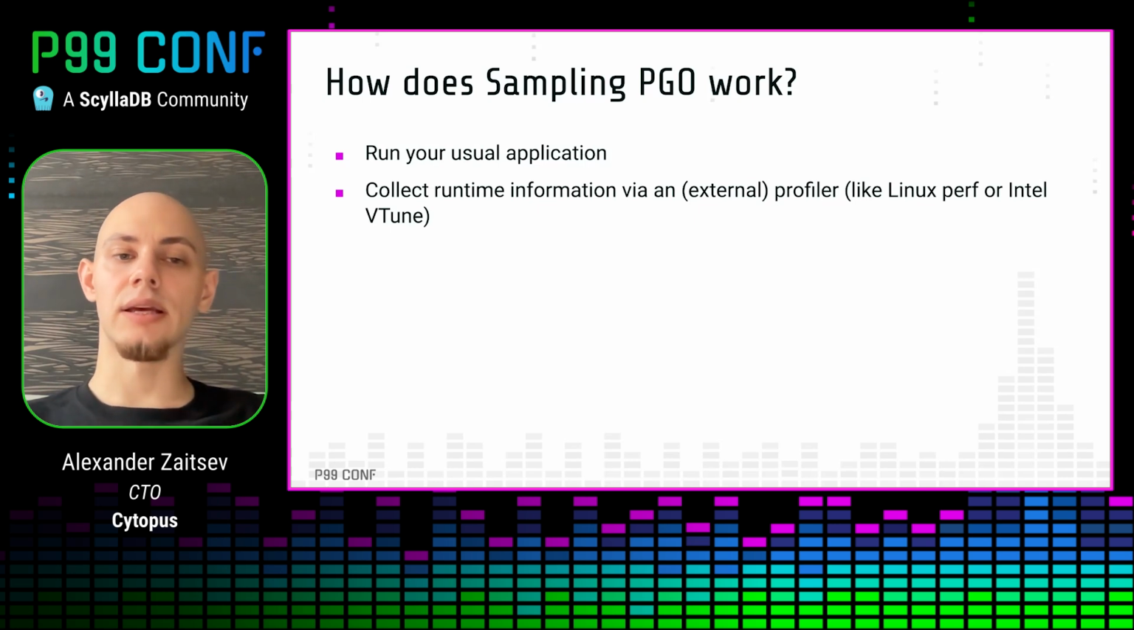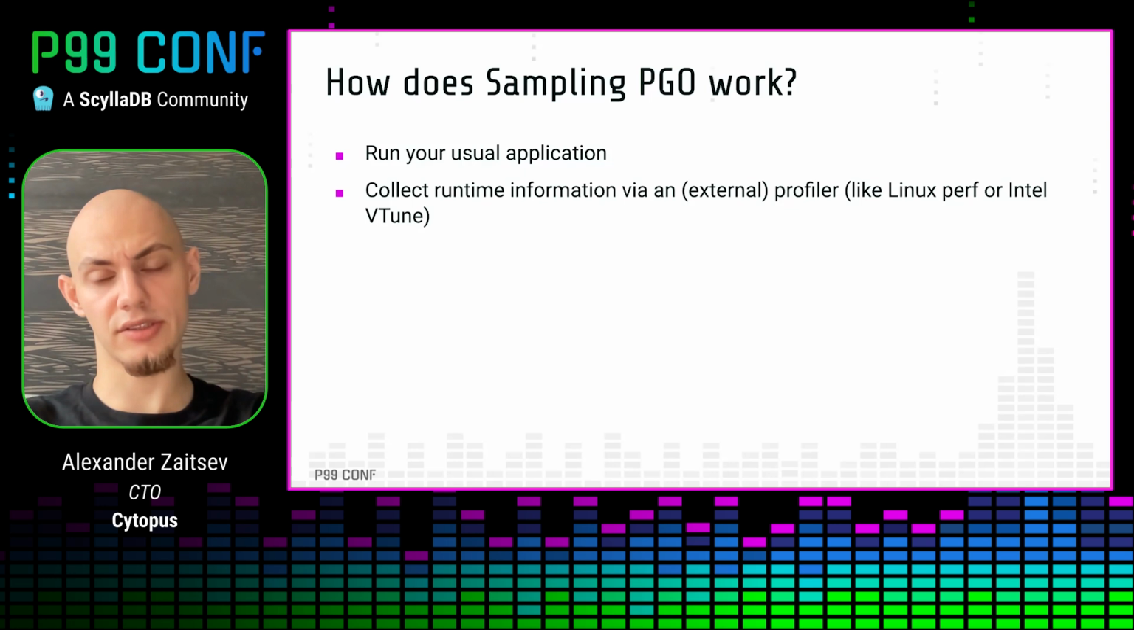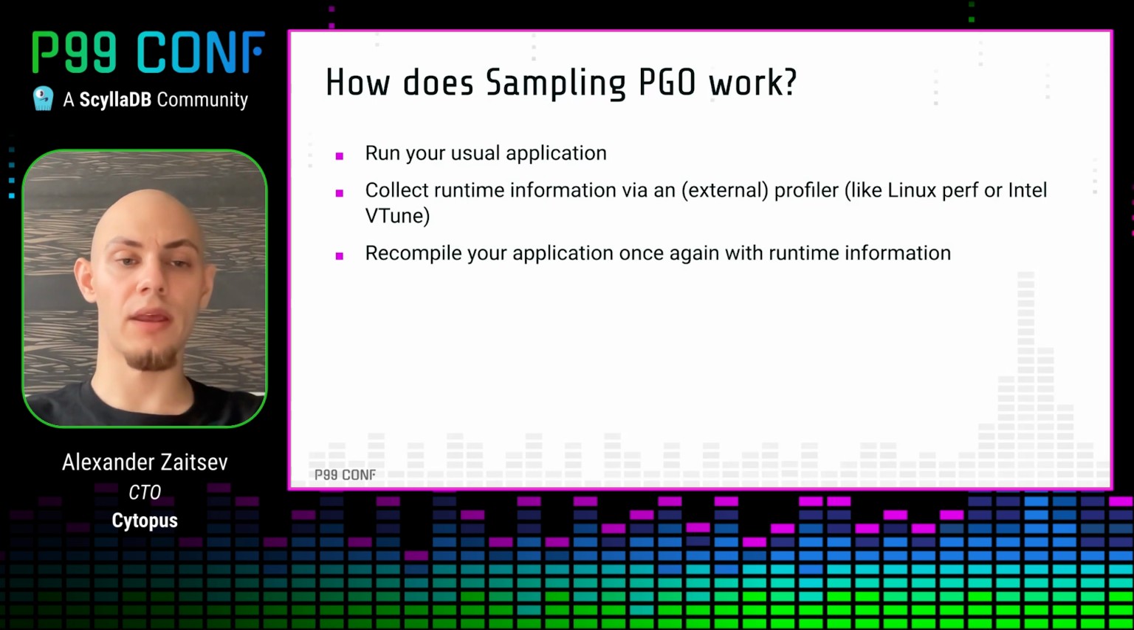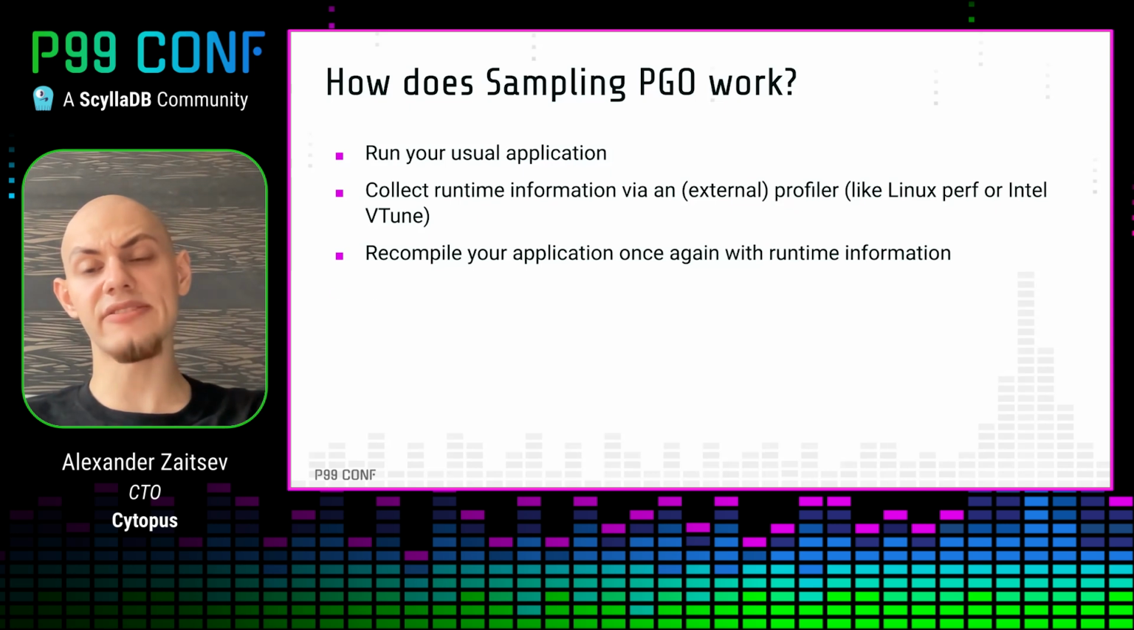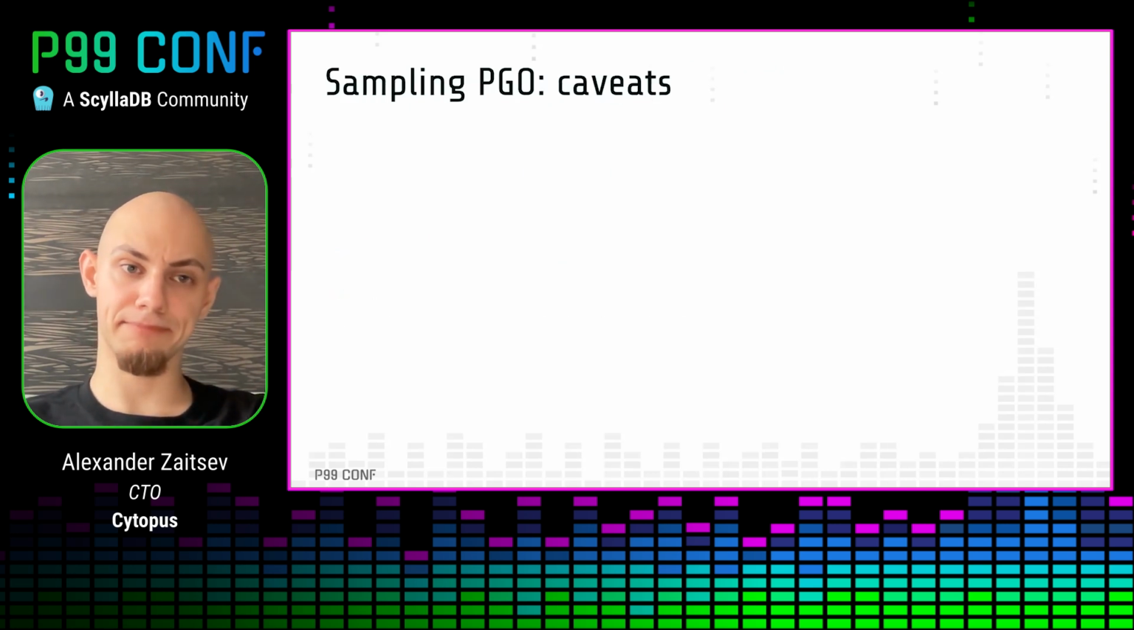Instead of collecting PGO profiles via built-in instrumentation in your application, you need to attach an external profiler to your software. Usually Linux perf or Intel VTune are used here. And the rest of the instruction is the same. You need to recompile your application once again with this runtime information, and that's it.